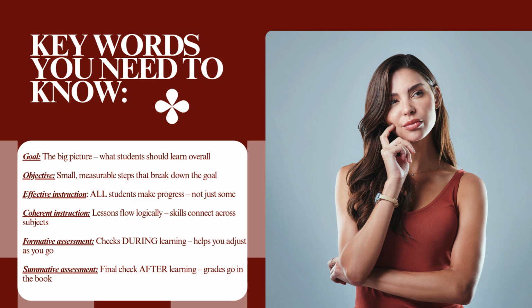Key words you need to know. Goal: the big picture, what students should learn overall. Objective: small measurable steps that break down the goal. Effective instruction: all students make progress, not just some. Coherent instruction: lessons flow logically. Skills connect across subjects. Formative assessment: checks during learning, helps you adjust as you go. Summative assessments: final check after learning. Grades go in the book.